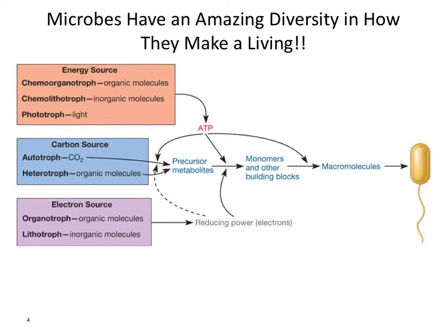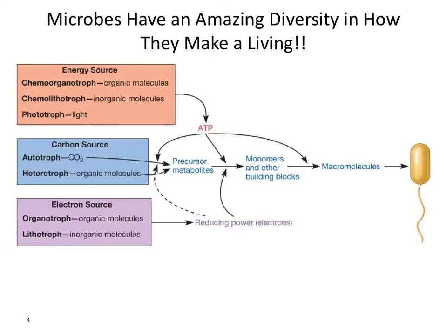So in order to get a handle on that, we have to have some terminology and some bins or some categories. And the binning or the categorization that we use are to consider how microbes get energy, how they get carbon, and sometimes separately how they deal with electrons. And that's what this figure is depicting.